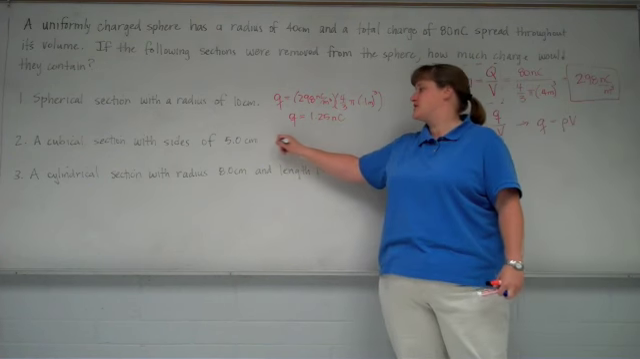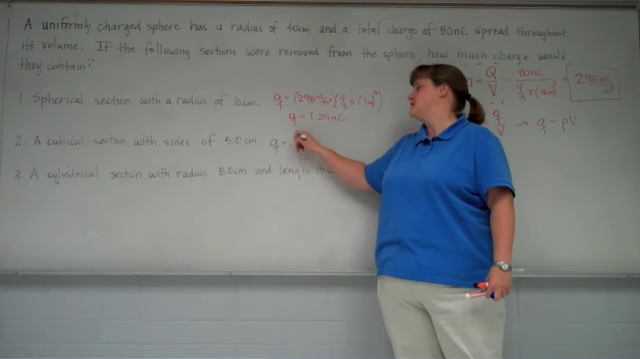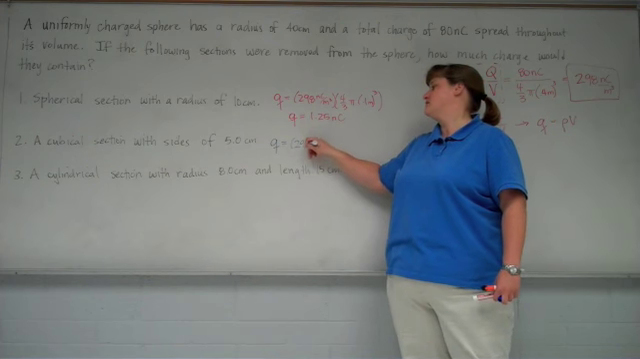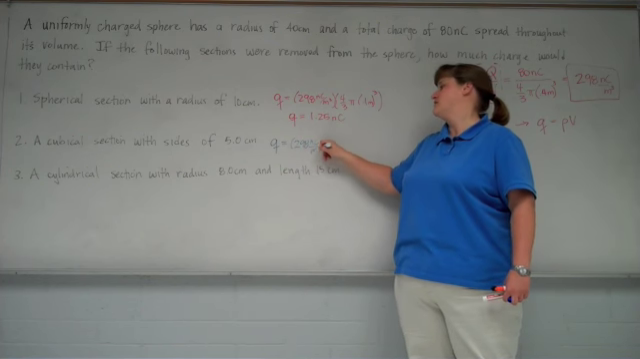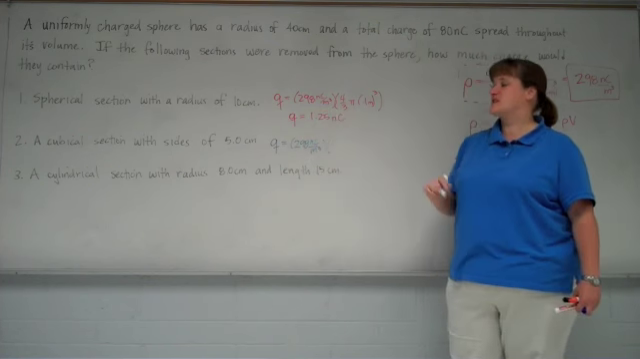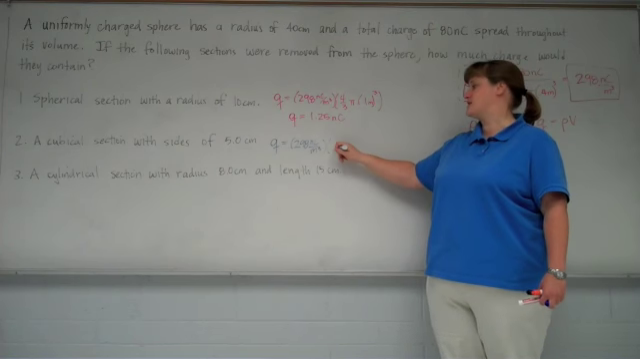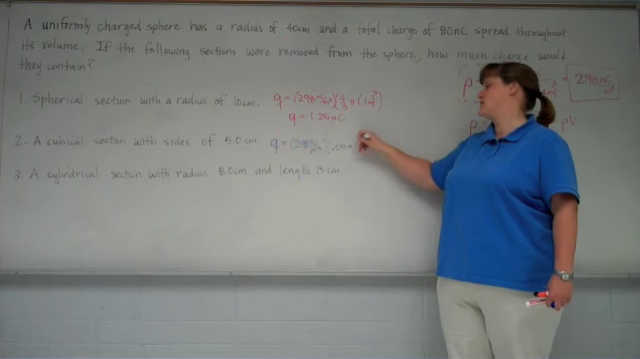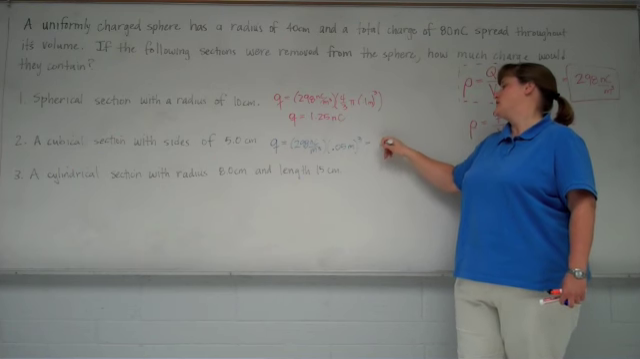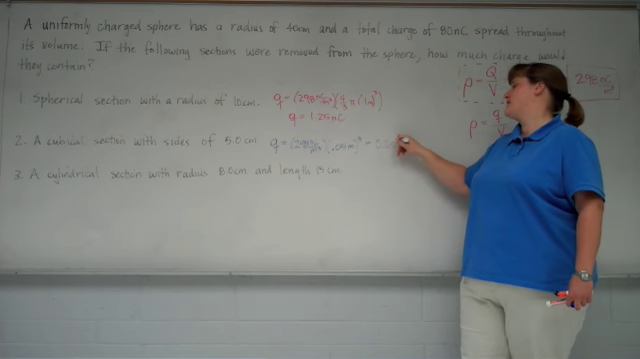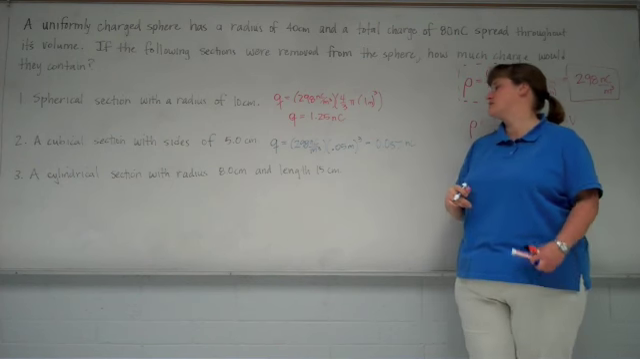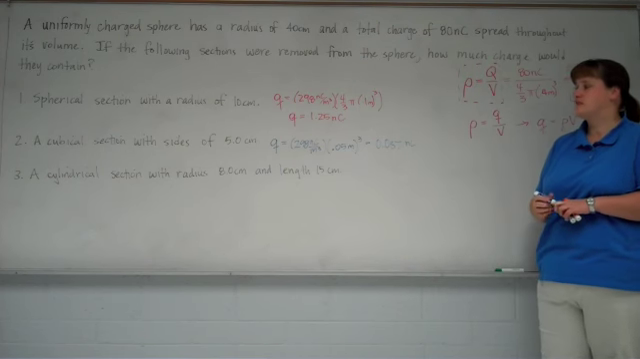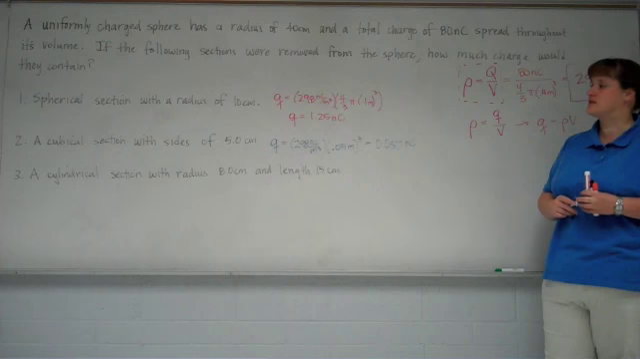The cubical section, same process. Charge density times the volume. This is a cube. Volume of a cube is the sides cubed. So 0.05 meters quantity cubed. So we get 0.037 nanocoulombs. A very small portion of the charge.